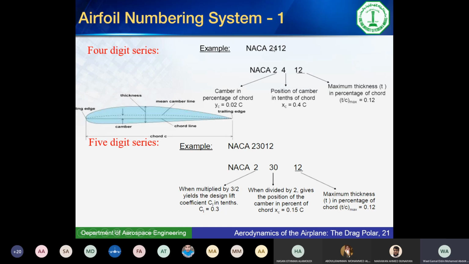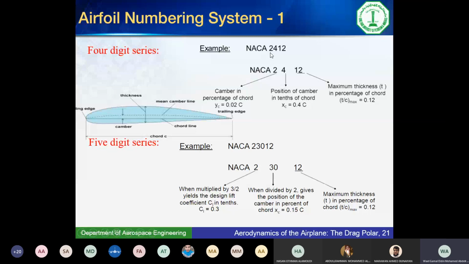The 4, or the second digit, tells me the position of the camber, but it doesn't tell me directly. 4 means it's 40% of the chord. So this maximum camber occurs at a position that's 40% of the total chord, or 30% or 20%, whatever. So this is how it's named.